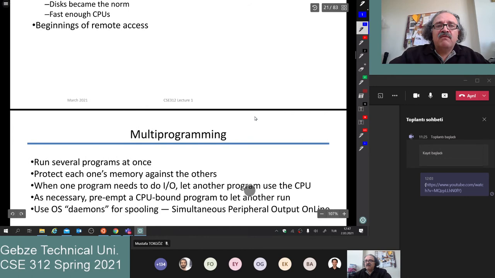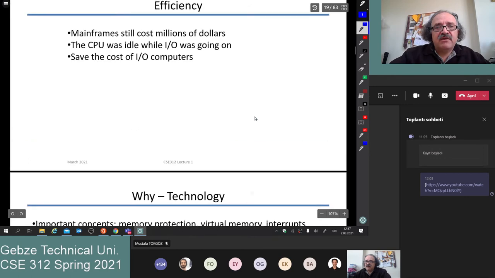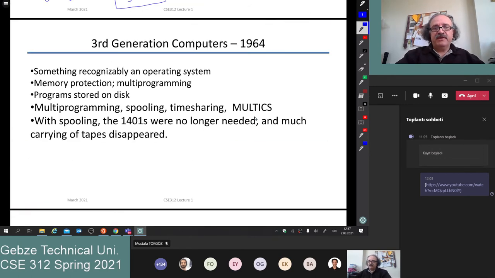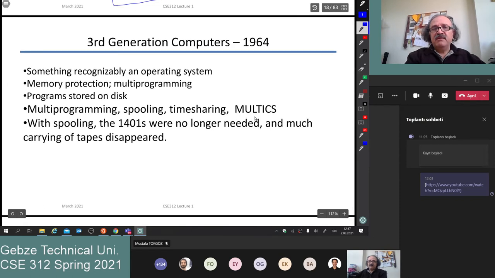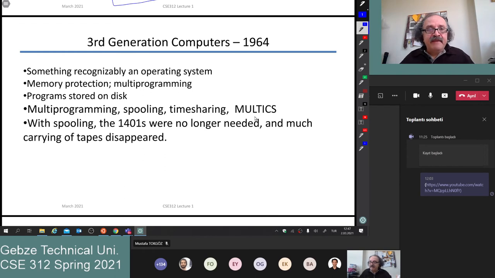Why? Because, okay, let's go back. With the multi-programming, you have to protect the programs from itself, so memory protection. Most of the programs are stored on disk, so they are a little bit faster than the tape drives, but still it's much slower than the computers.